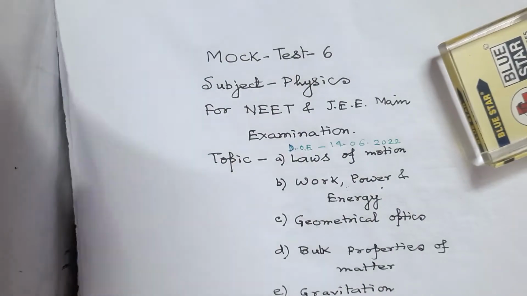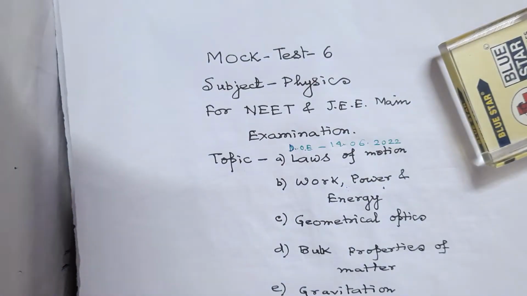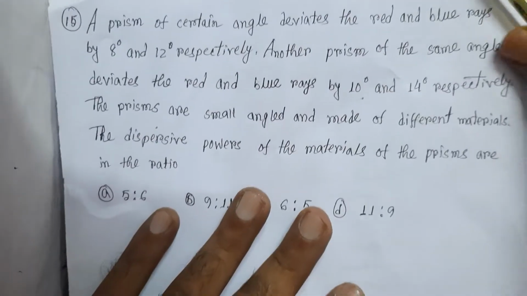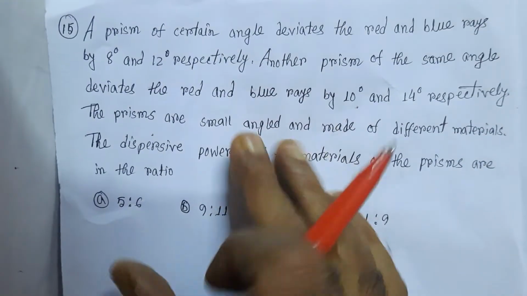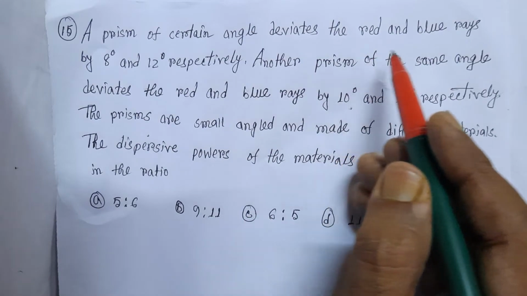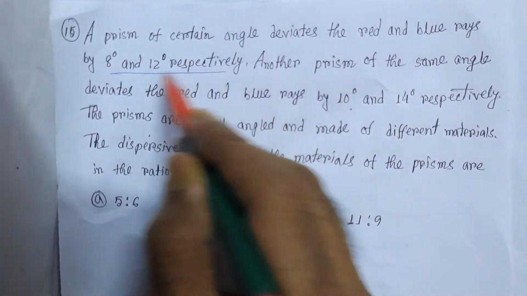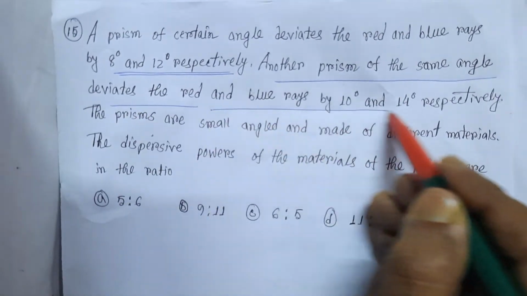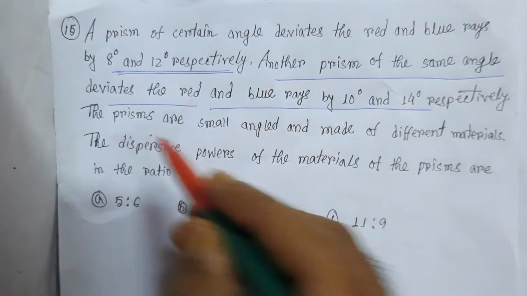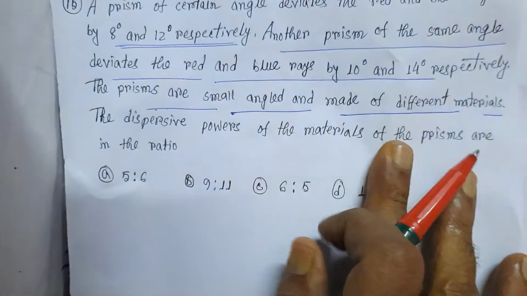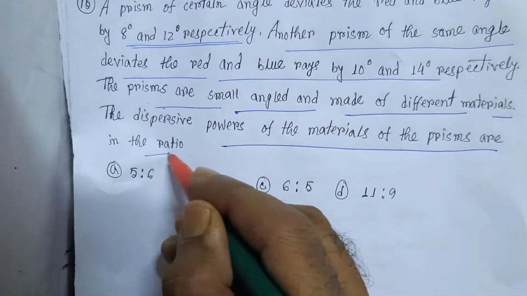Now let us take the question number 15. Next question is question number 15. It is also a question from prism. A prism of certain angle deviates the red and blue rays by 8 degree and 12 degree. Another prism of same angle deviates the red and blue color by 10 degree and 14 degree respectively. The prisms are small angled and made of different materials. The dispersive power of the material of the prism.